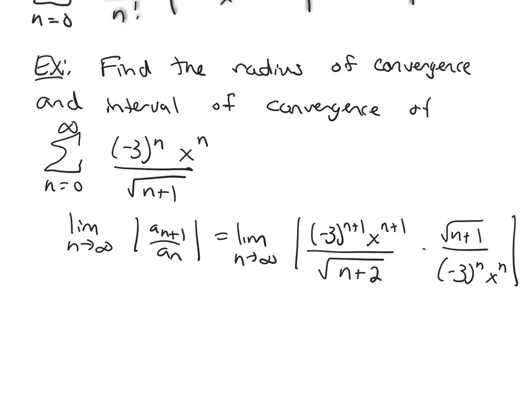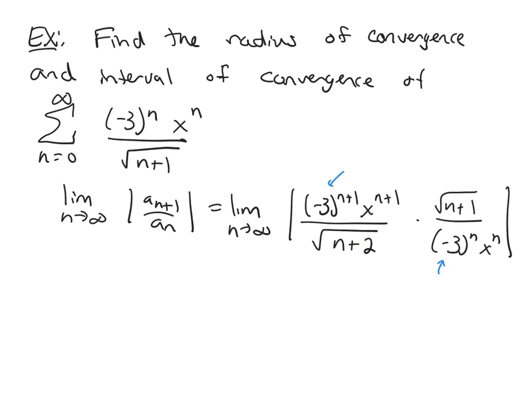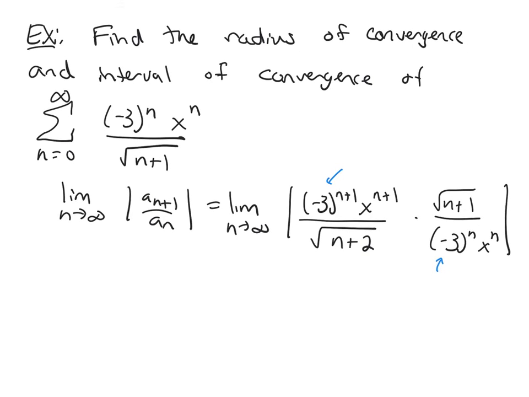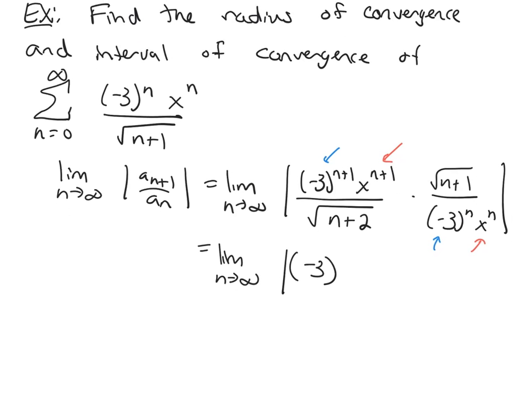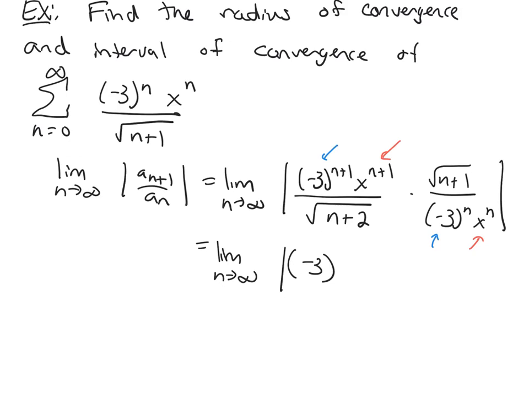And remember, you group up your like things, and that's when you simplify. So I see this -3 to the n plus 1 and -3 to the n. I'm now going to simplify that to be -3. And then I see this x to the n plus 1 and this x to the n. I'm going to simplify that to be an x. And then I'm left with square root of n plus 1 over square root of n plus 2.